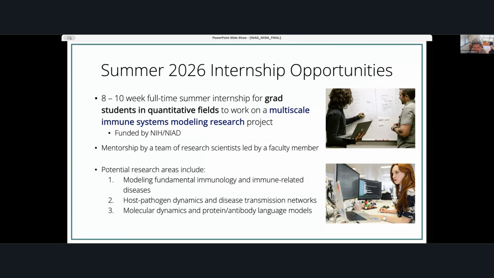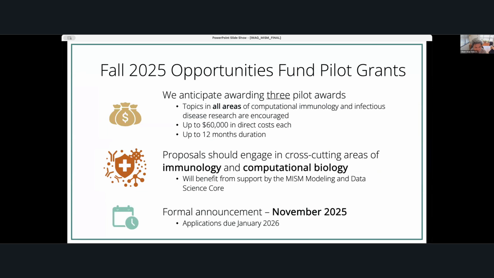And these are the potential research areas, which are obviously closely related to our research projects. We are going to start opening pilot grants in November. Currently the idea is to open 3 pilot awards, with up to 60,000 each in direct cost for 1 year. And this is very broad in the first year, covering all areas of computational immunology and infectious disease research.